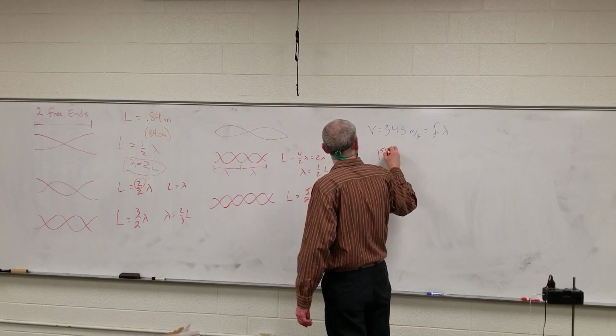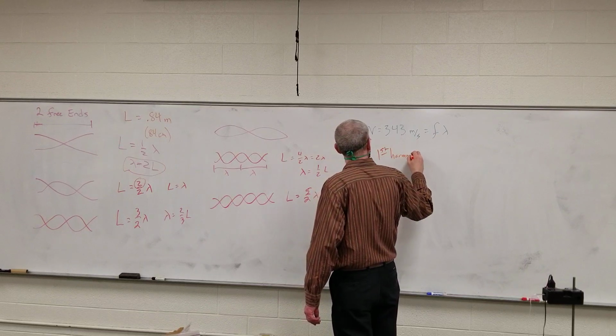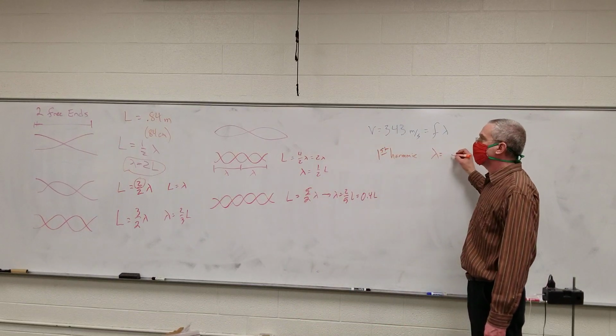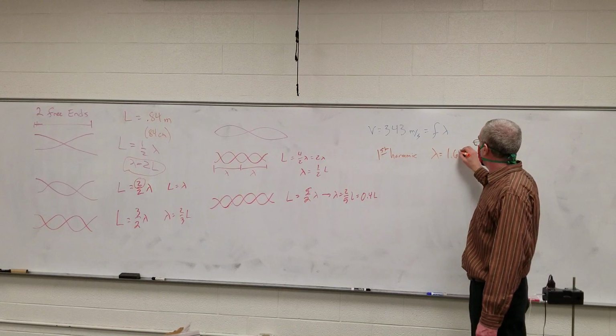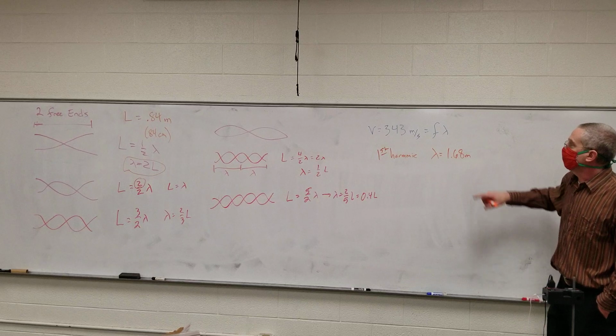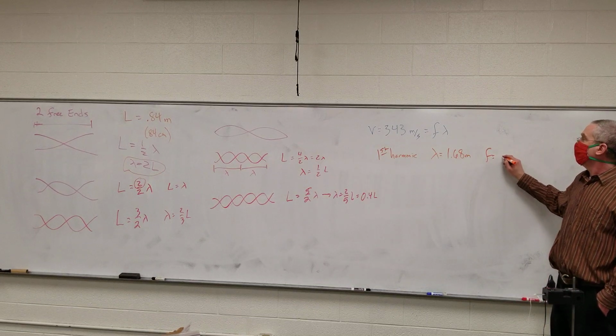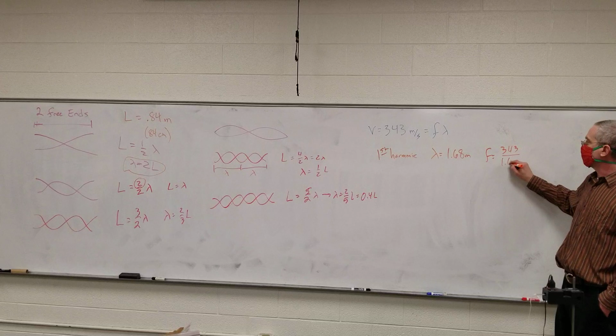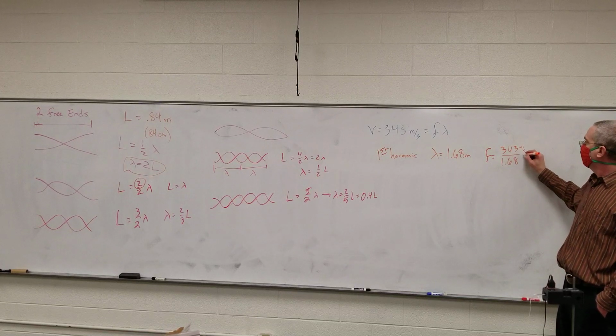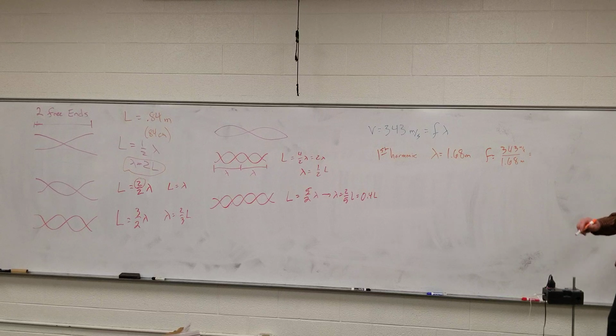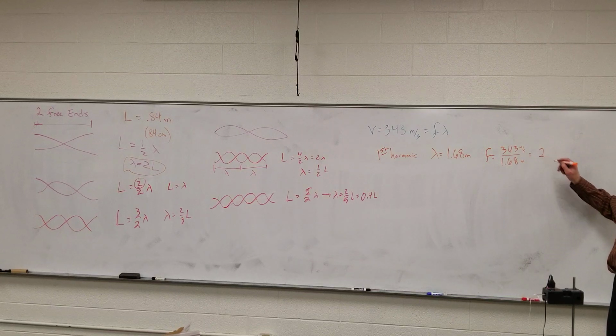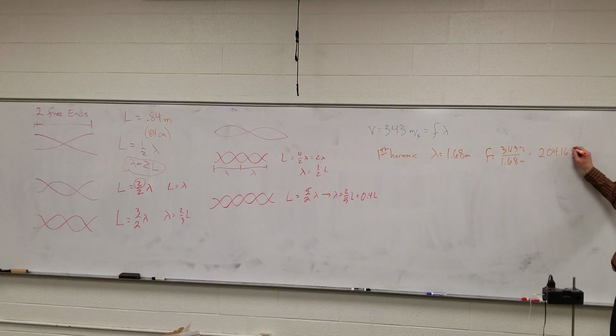All right, so first harmonic. The wavelength should be 1.68 meters. And so the frequency is 343 divided by 1.68. And we get 2 something. 204.166667. Units? Hertz?